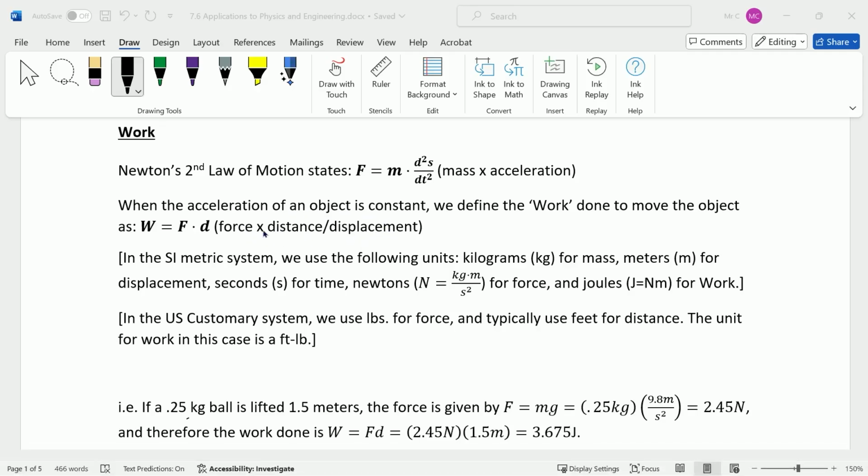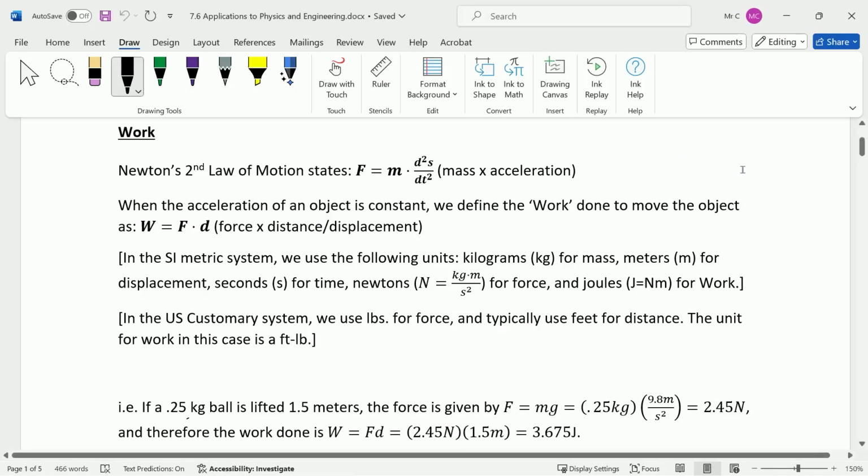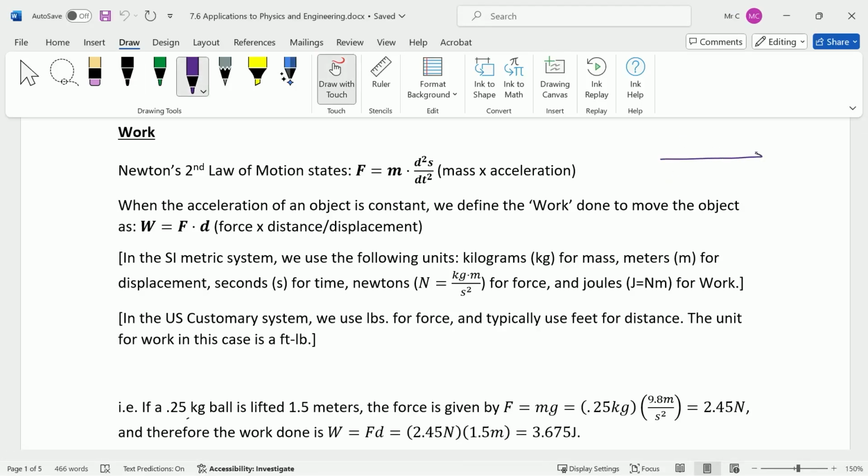Now that's one of the key concepts of work: if you, say, move an object 10 feet forward and 5 feet back, we only look at the displacement when we talk about the distance. So the displacement in this case would be 5 feet.